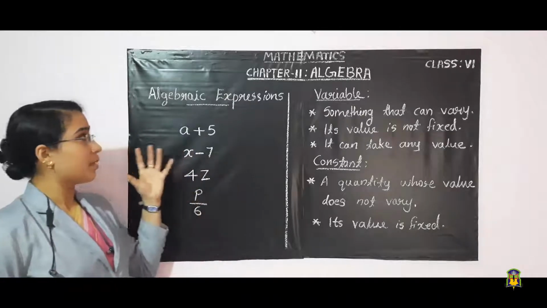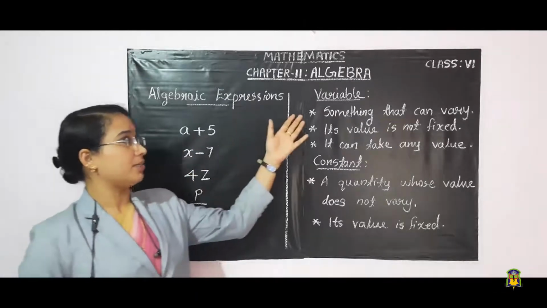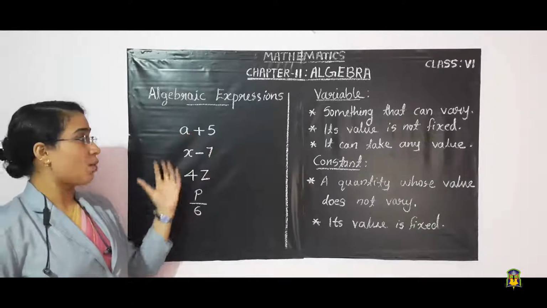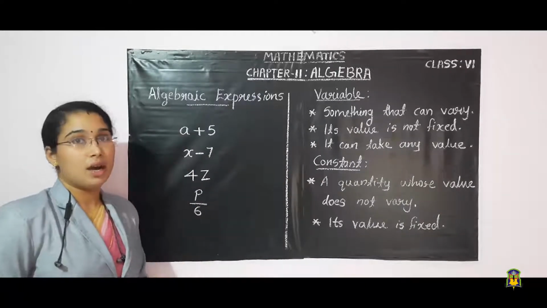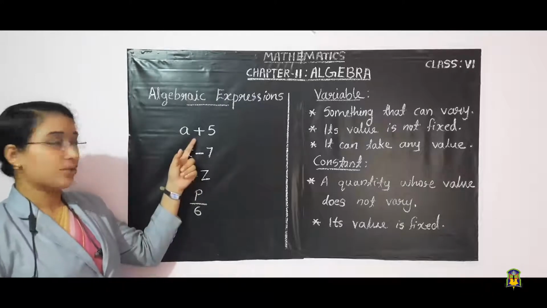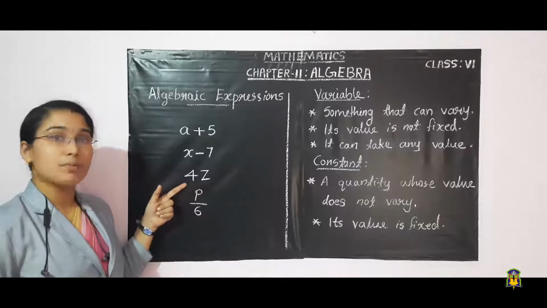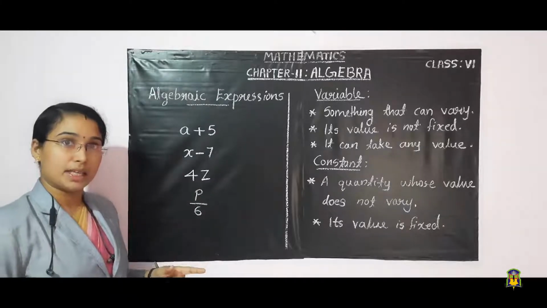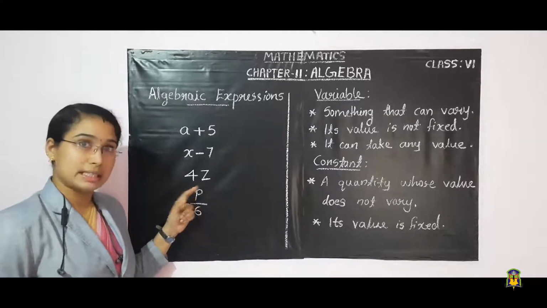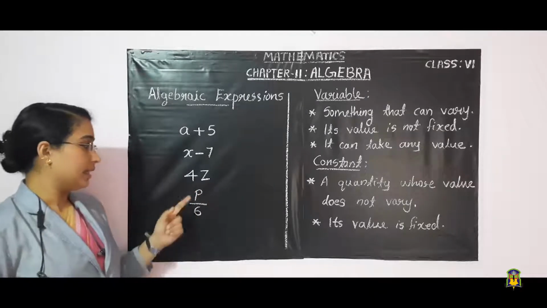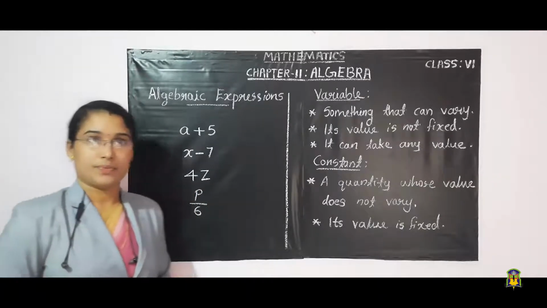So from an algebraic expression you want to identify what is the variable and what is the constant and which operation we are using in the algebraic expression. Here we used addition, then subtraction. Third one we used multiplication. Only in the case of multiplication we are not using the symbol. Simply we are writing the number and the variable. Okay. Then last one, division.